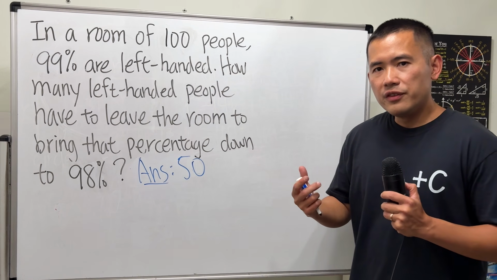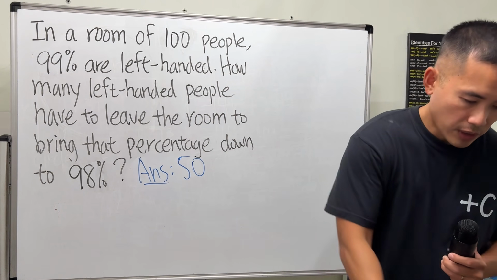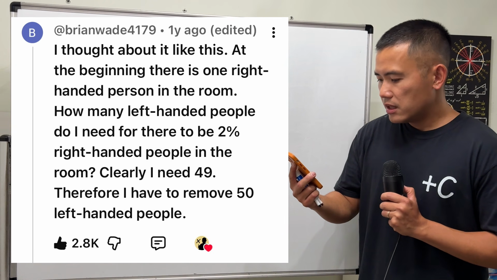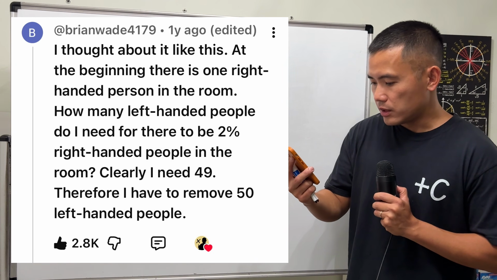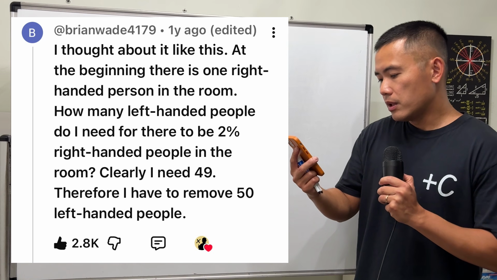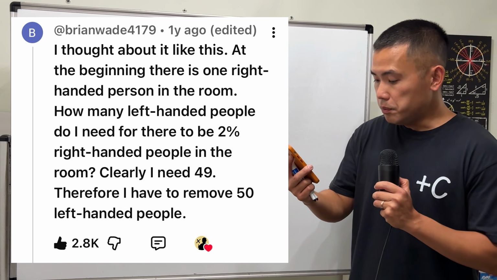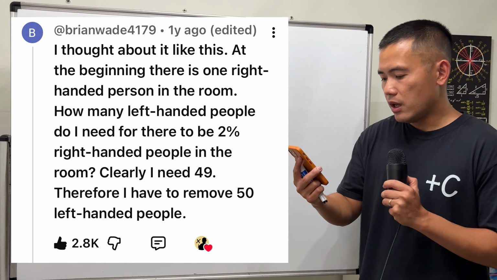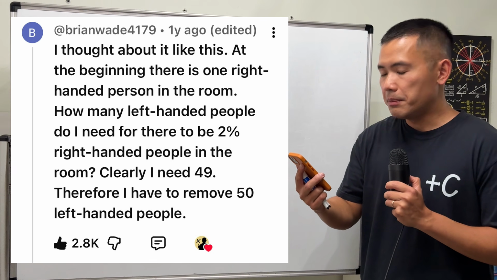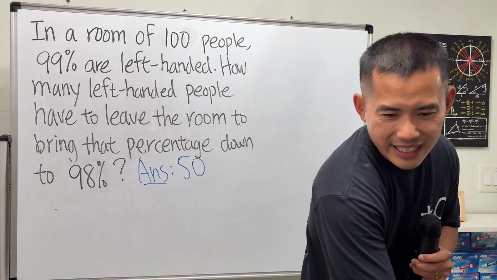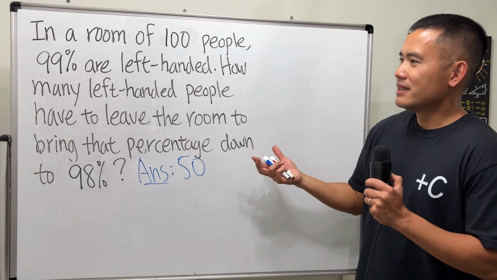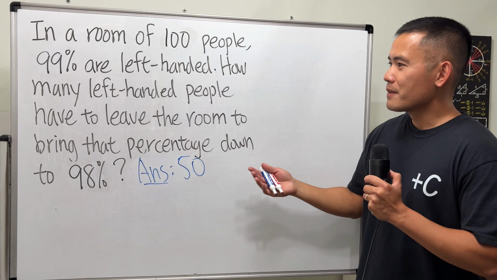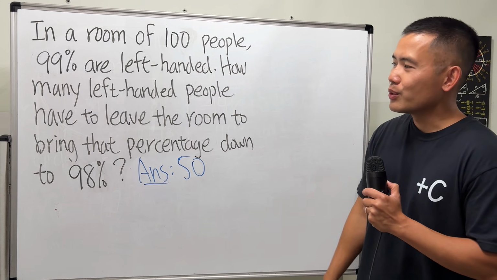In that video though, many of you guys also gave me your approach. I wanted to show you guys an example here. I quote, I thought about it like this. At the beginning, there is one right-handed person in the room. How many left-handed people do I need for there to be 2% right-handed people in the room? Clearly, I need 49. Therefore, I had to remove 50 left-handed people. Excellent approach. And then, suppose you are on the TV show, I think that's how you have to think about it, so you can answer this question in a short amount of time. Like algebra might take too long.